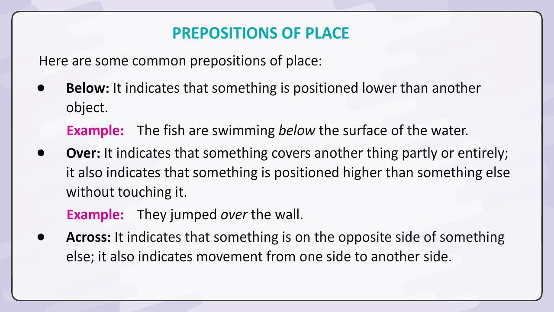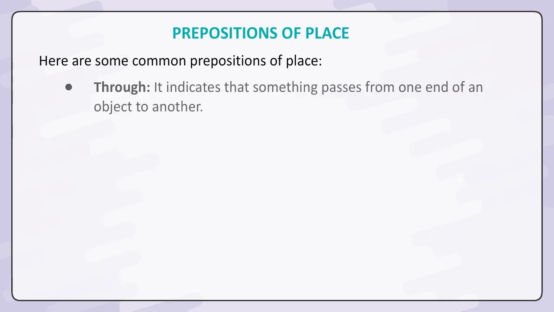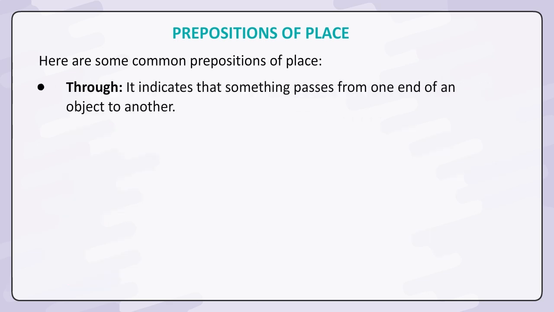Across. It indicates that something is on the opposite side of something else. It also indicates movement from one side to another side. Example, they walked across the bridge. Through. It indicates that something passes from one end of an object to another. Example, the car drove through the tunnel.